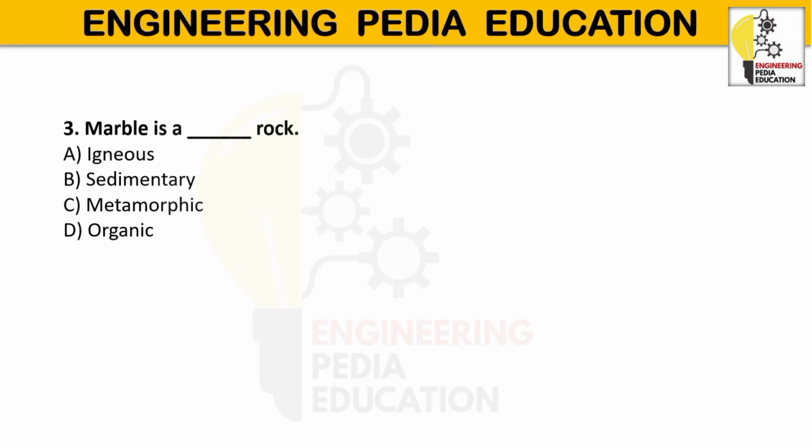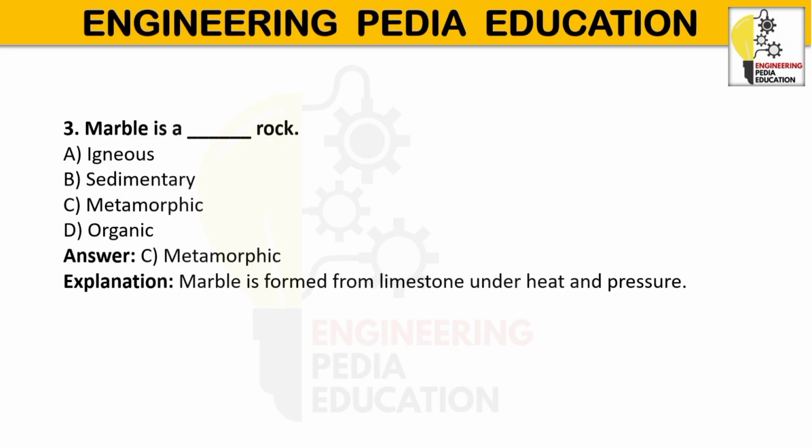Marble is a dash rock: igneous, sedimentary, metamorphic, organic. The correct answer is metamorphic. Marble is formed from limestone under heat and pressure. Metamorphic rocks are formed when existing rocks, igneous, sedimentary or older metamorphic rocks, are changed by heat, pressure and chemically active fluid without melting. Their characteristics are hard and compact, often showing foliation, and more resistant to weathering than the original rock. Examples are marble, slate, gneiss, quartzite.